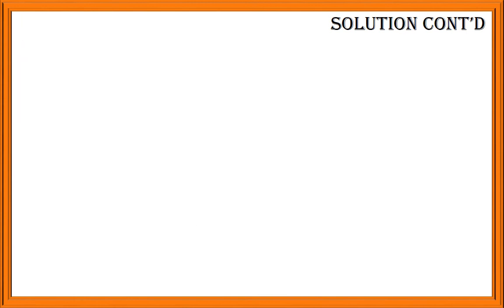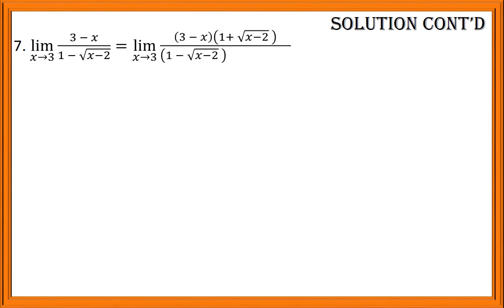Let's now look at the solution of example 7. We have the limit of 3 minus x all over 1 minus square root of x minus 2 as x approaches positive 3, which will be equal to the limit of 3 minus x multiplied by 1 plus square root of x minus 2 all over 1 minus square root of x minus 2 multiplied by 1 plus square root of x minus 2 as x approaches positive 3.